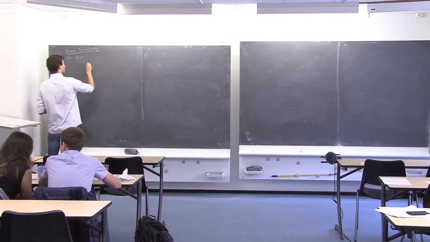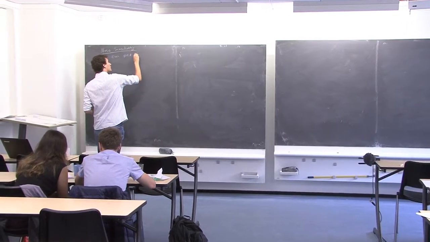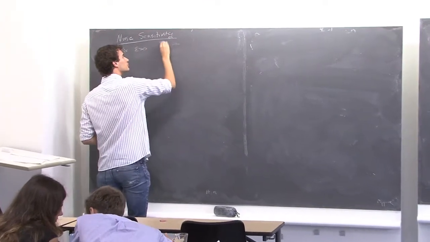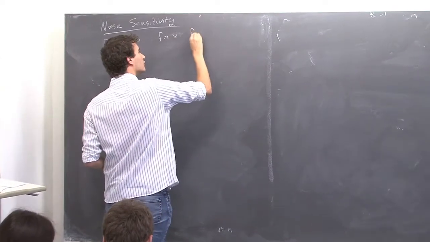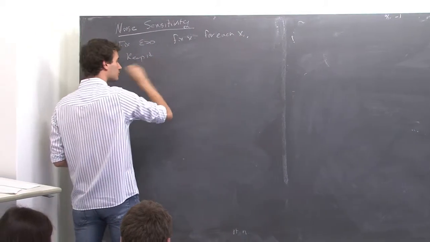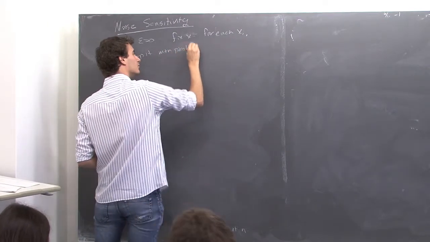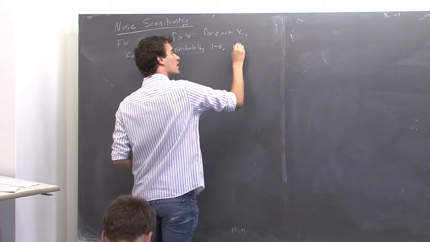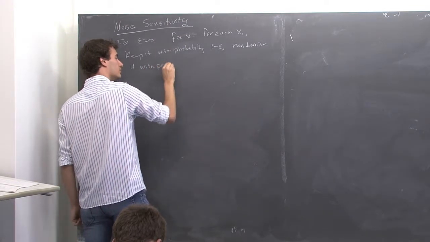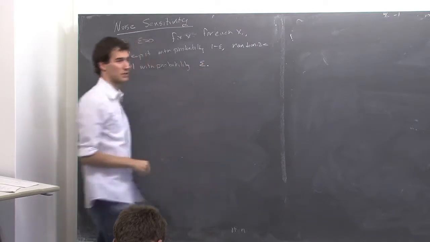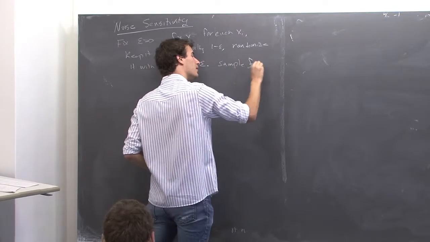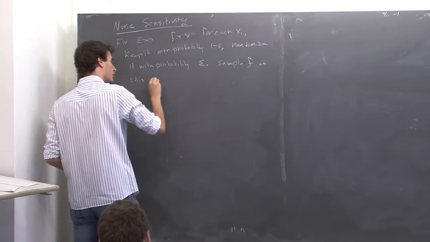So the experiment is as follows. We fix epsilon, pick x uniformly at random. Actually, just fix x. Now, for each xi, keep it with probability 1 minus epsilon, randomize it with probability epsilon. And then once I get a new string, sample f at this new value.